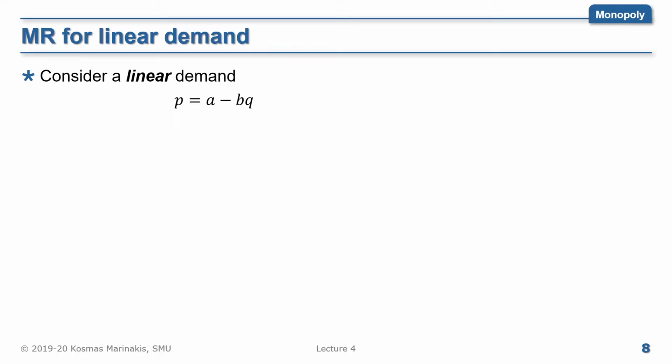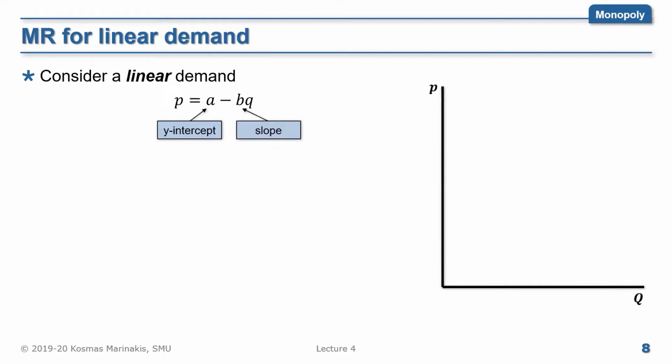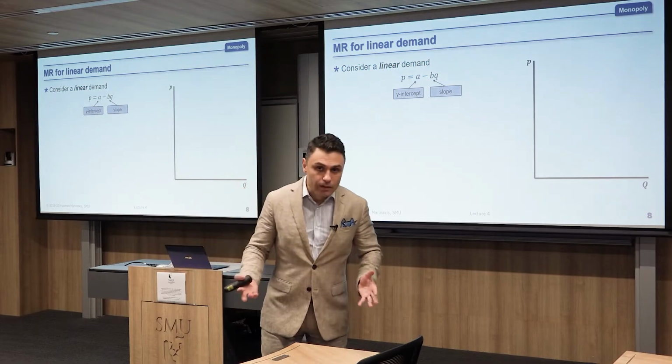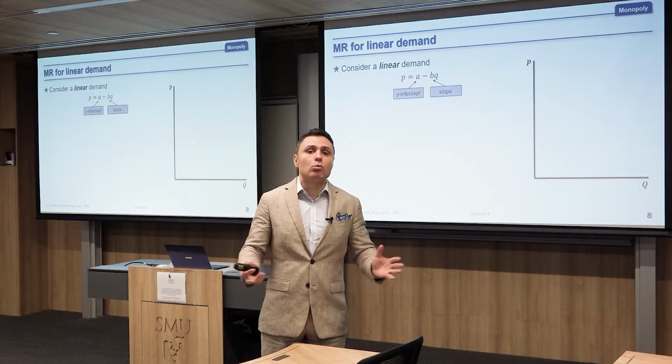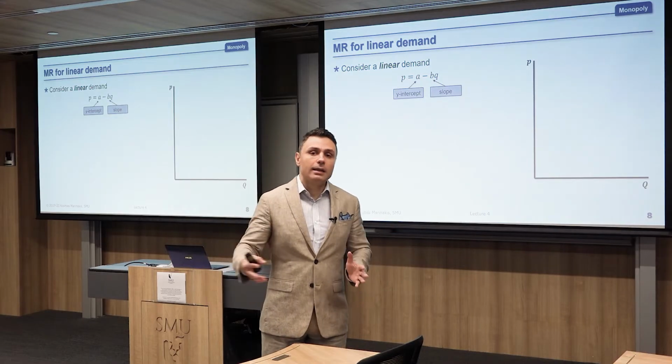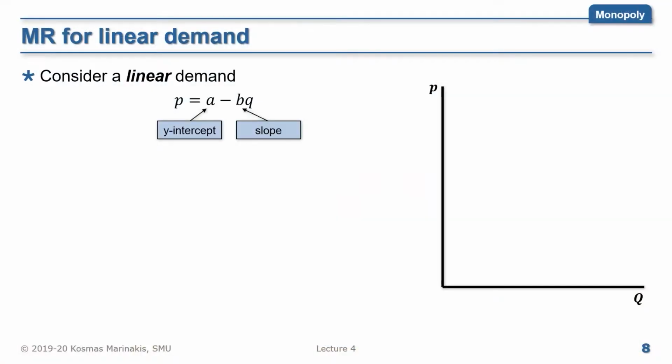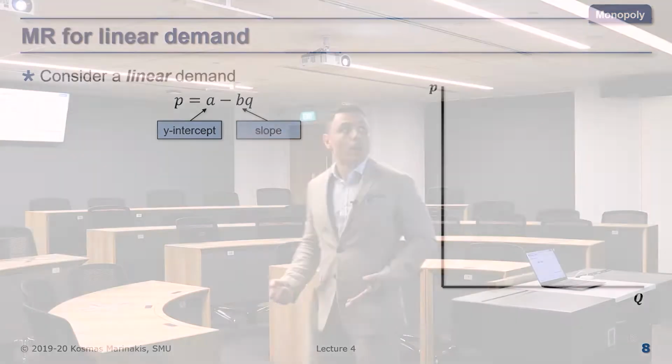So A and B stand here for the y-intercept and the slope, and I will not be giving you, of course, letters, I will be giving you numbers, but because I want to generalize here, I give you this A and B. So instead of A and B, you can put any numbers you want. For example, A can be 100 and B can be 2, let's say. All right, so you have this standard demand curve.